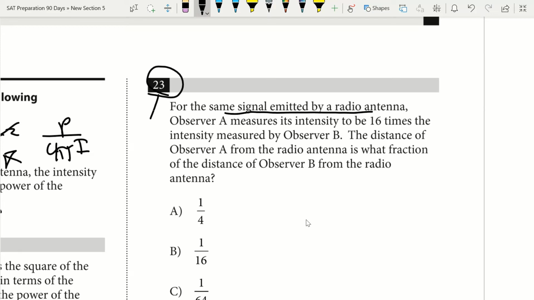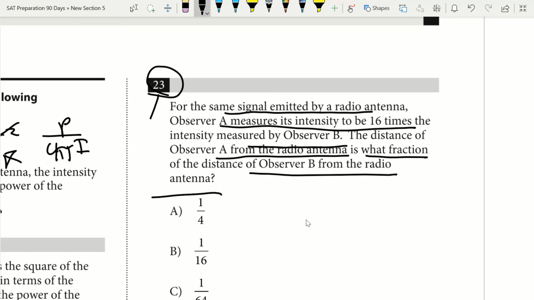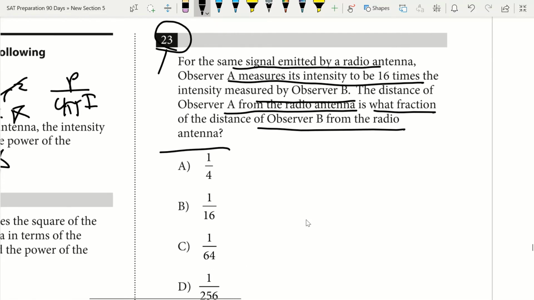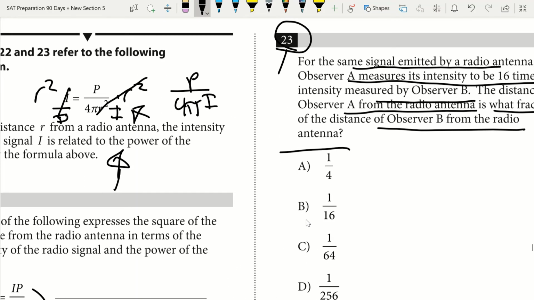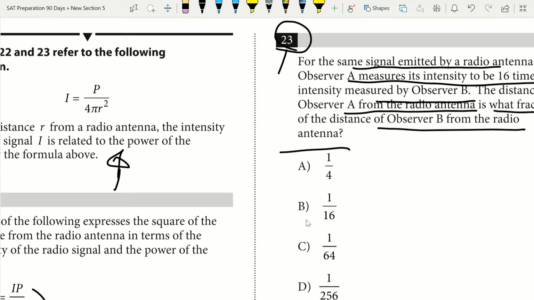For the same signal emitted by a radio antenna, observer A measures its intensity to be 16 times the intensity measured by observer B. The distance of observer A from the radio antenna is what fraction of the distance of observer B from the radio antenna? All right, well, observer A finds the intensity to be 16 times that from observer B. So just looking at my variables, I can pretty much see that I is going to be intensity. So if the intensity is 16 times, I'll put a 16 in for I right here, if it's 16 times what it is for observer B.